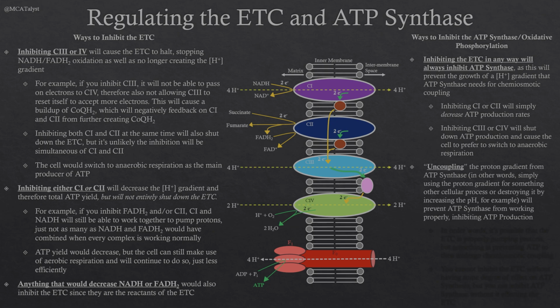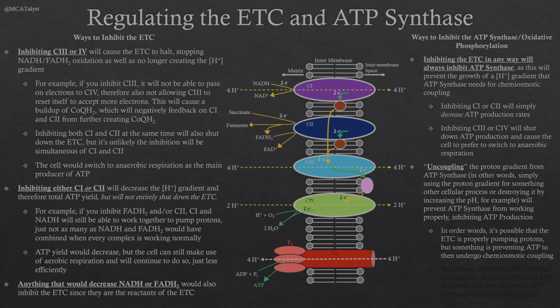We already alluded to this, but uncoupling is another way that we can inhibit ATP synthase without doing anything to the electron transport chain. For example, maybe there's some medication that raises the pH of the cytosol and intermembrane space. In doing so, that is going to decrease the hydrogen concentration, decreasing that gradient, and it is going to decrease ATP yield at ATP synthase.